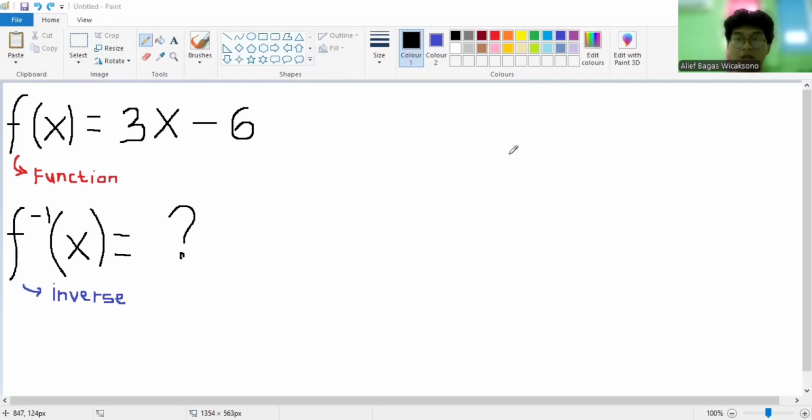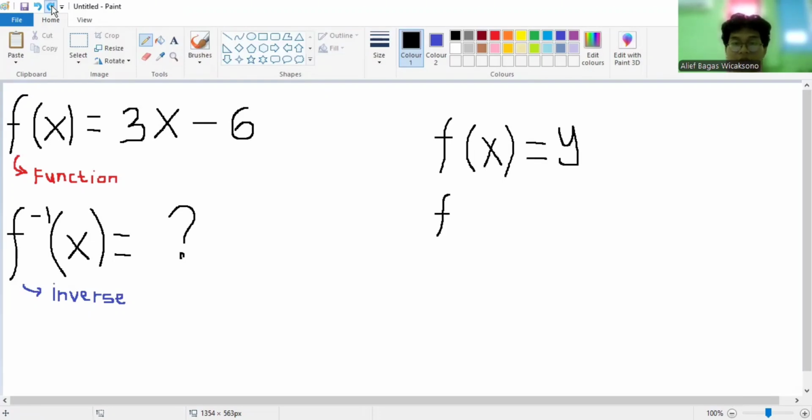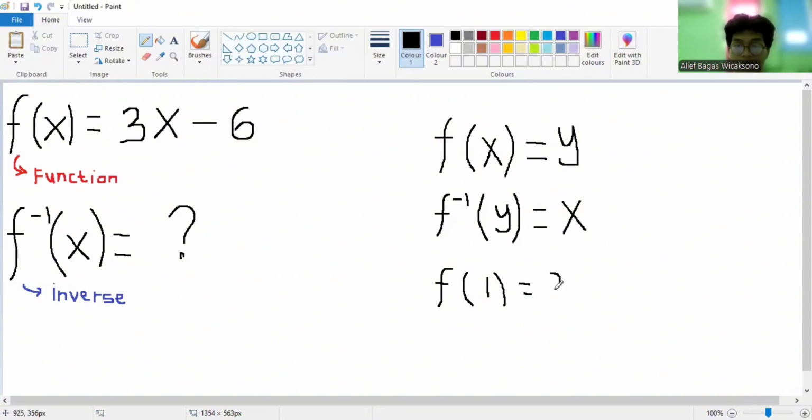So inverse function is a function that reverses the effect of the original function. So if we have f of x equals y, then the inverse of y equals x. Let's say if we have f of x, where the value of x is 1, equals 3, then the inverse of this function is f inverse. We just switch the value of x and y, so it equals 1.